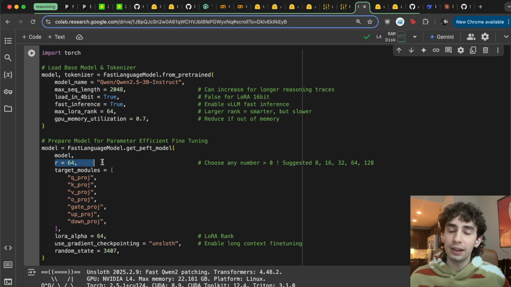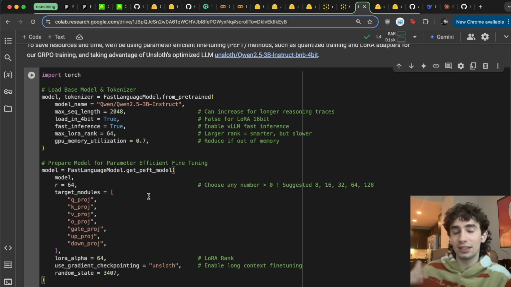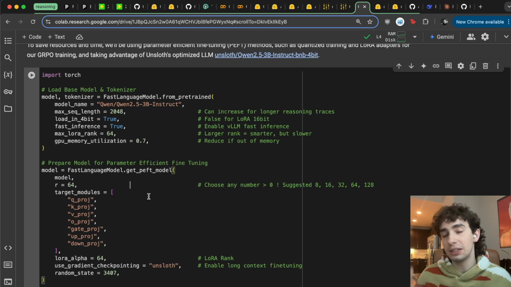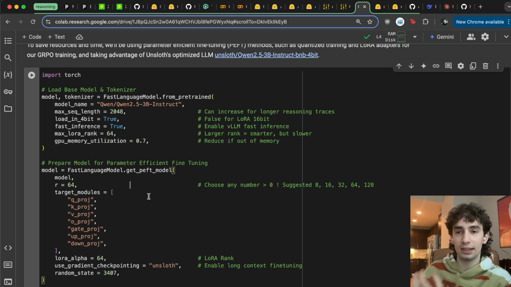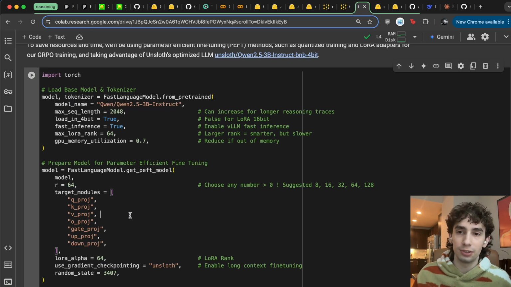We're going to specify a rank of 64. Essentially, a smaller rank is easier and faster to train, but doesn't capture as much of the complexities in its weighting as a higher rank does, because it's able to store more of those values and parameters to be fine-tuned. For this, I just used a rank of 64.